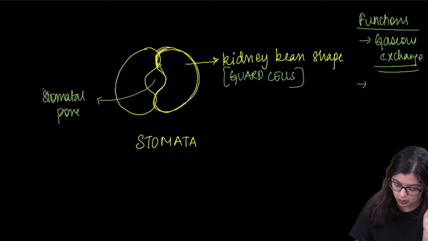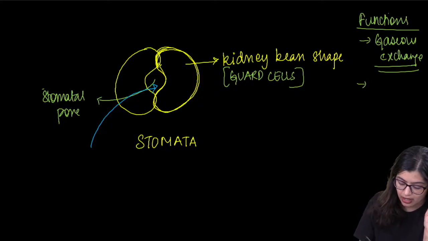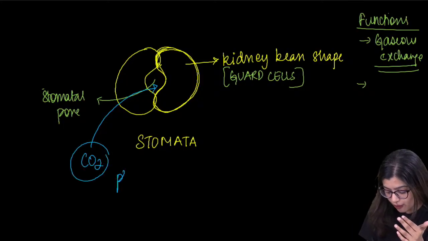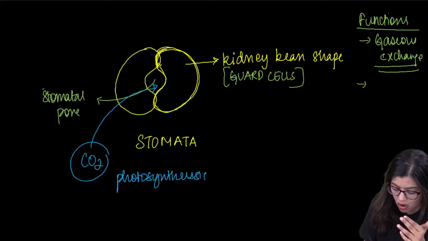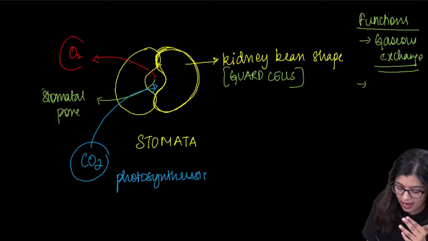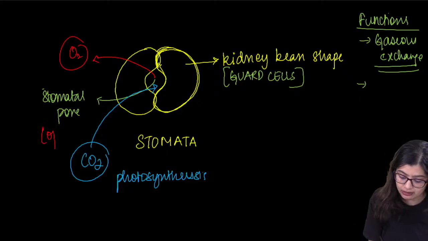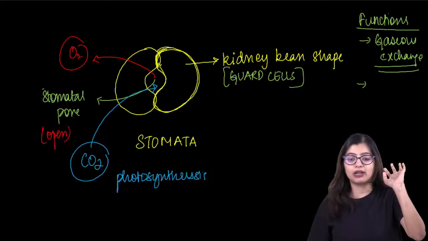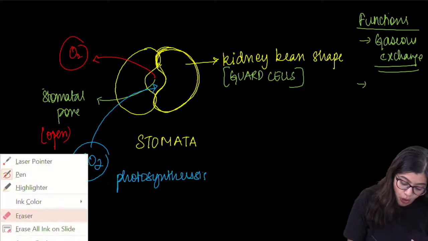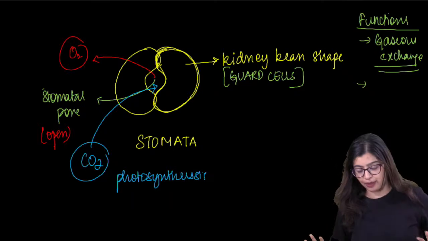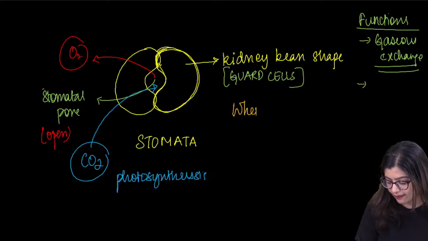So let's assume this blue color is carbon dioxide. For my carbon dioxide to enter, for photosynthesis to happen, and of course, for, let's say, oxygen to leave, there should be some space. This pore should be open, yes or no? So if the pore should be open, when will the pore be open? That is what we are explaining.